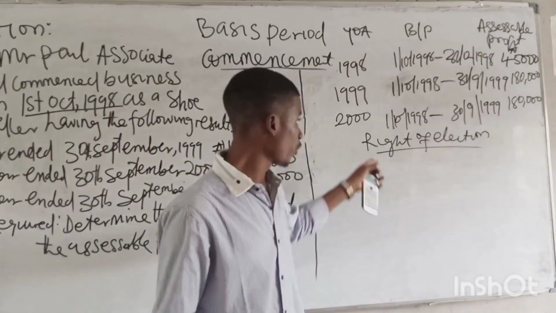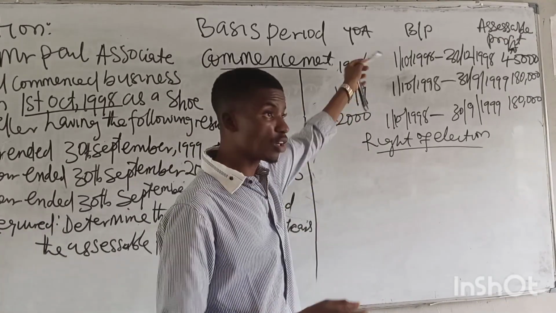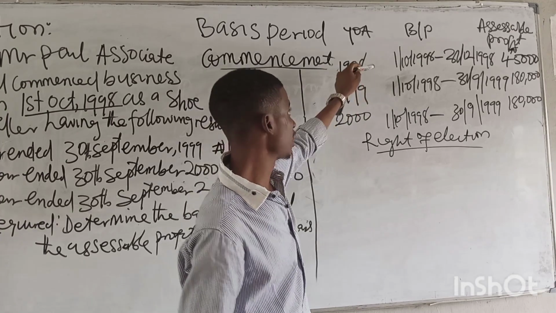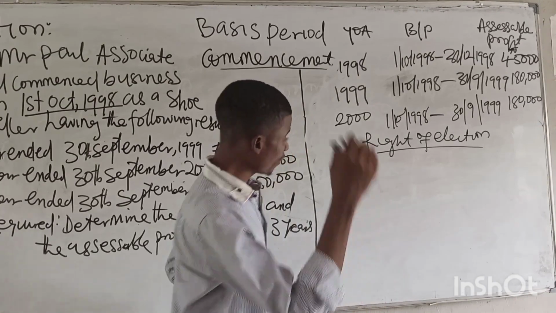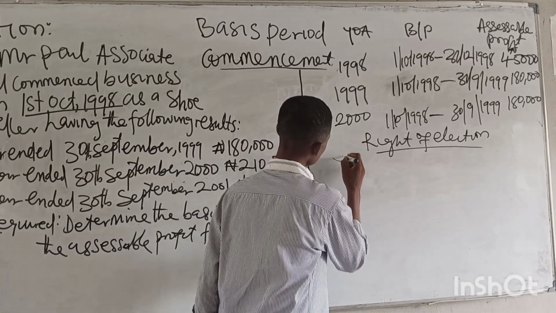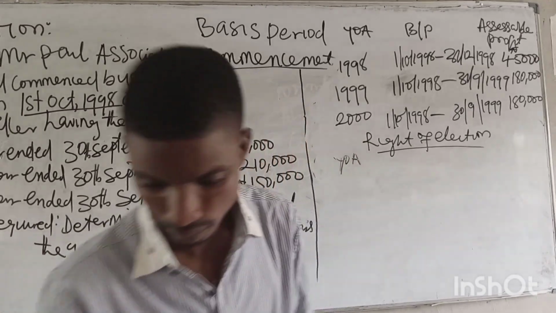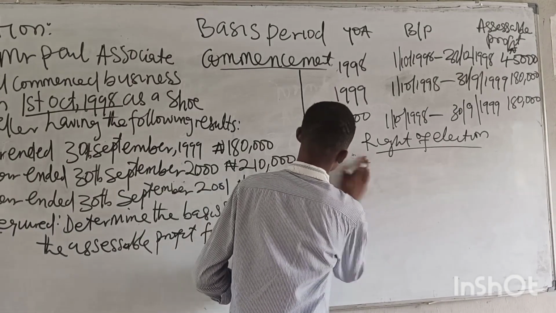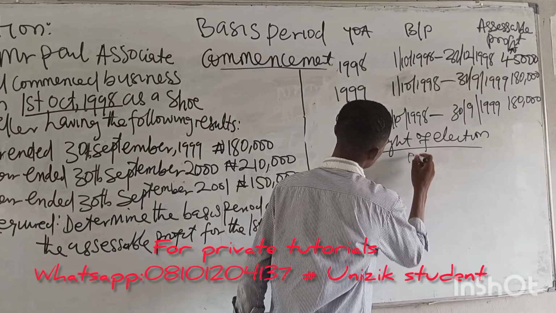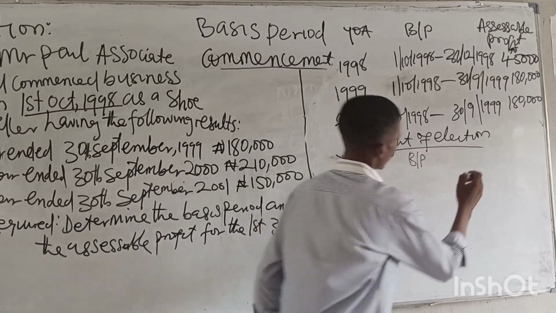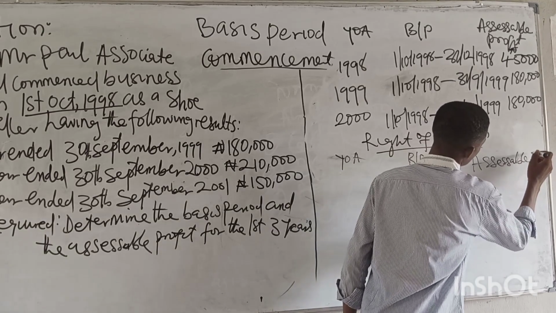Okay, so under this right of election now, the commencement rule still follows that you have to start from the day that the business commences its operation to 31st December of the same year. So we have it that the basis period will be, we have the year of assessment, we have the basis period, we have the assessable profit.